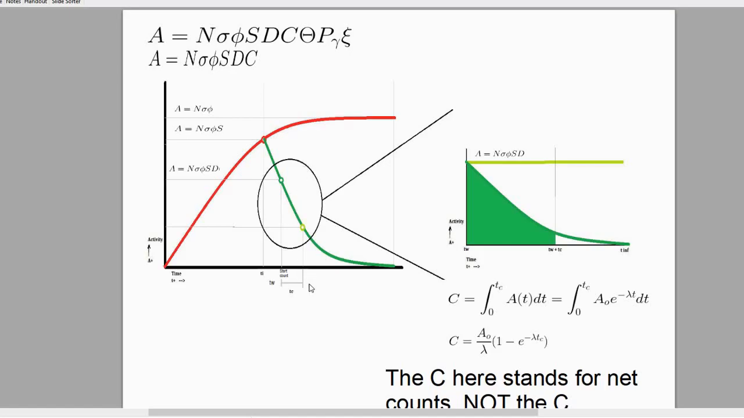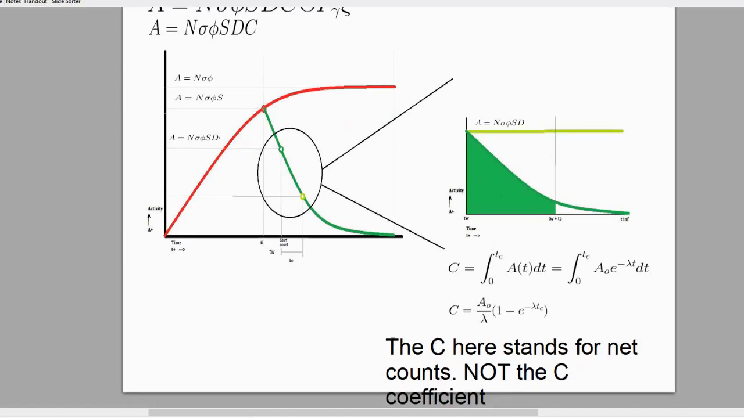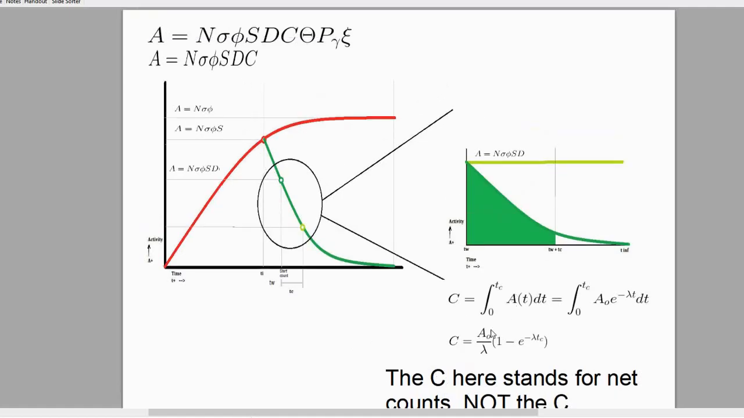So for some people, the activity at the end is the activity at the beginning, but if you check and the activity wasn't constant, then you have to make this correction. So keep in mind that the C here is not the C coefficient. The C coefficient is this 1 minus e to the negative lambda tc. It's kind of buried in this equation. Don't let that distract you. C here is net counts.